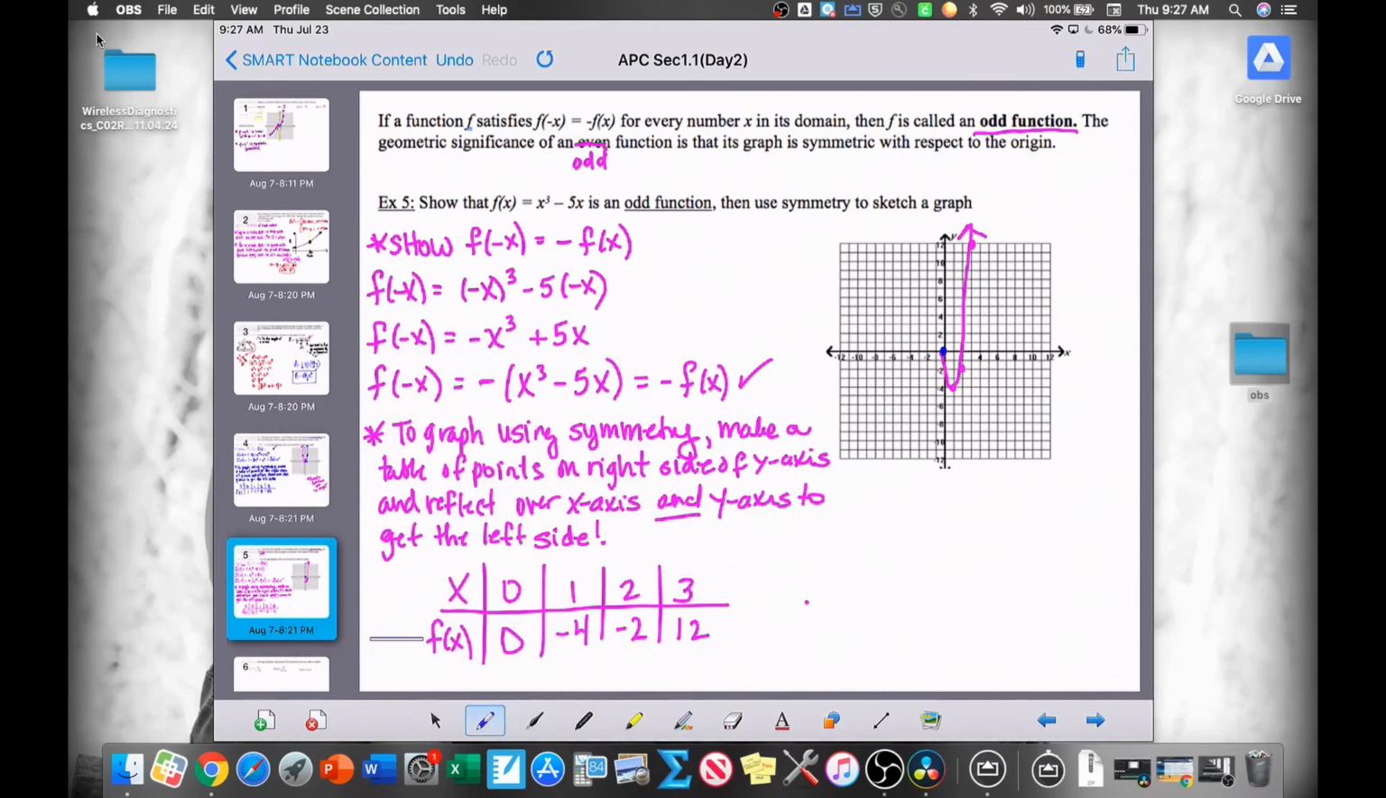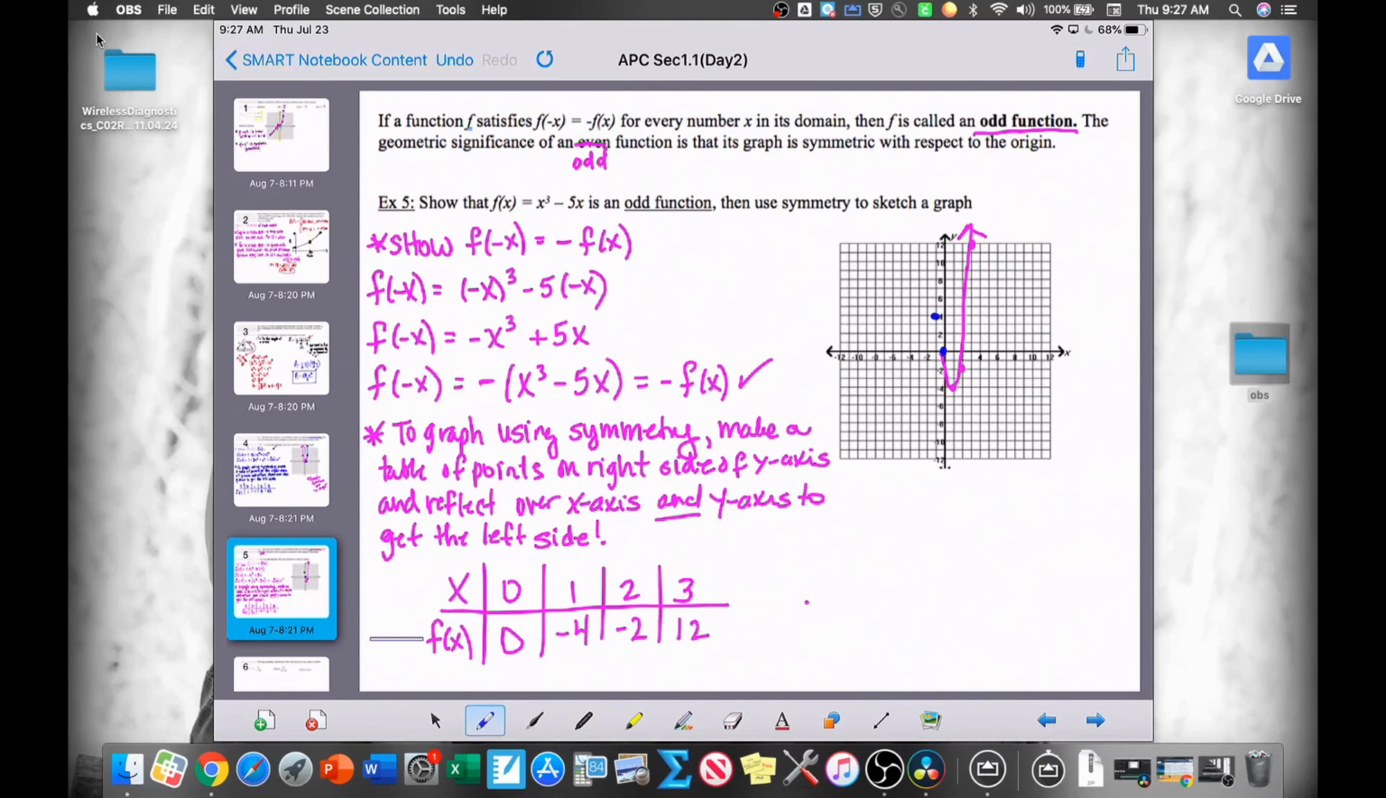Let's take a look at (1, -4). So if I reflect it over the x-axis, that would be (1, 4). And then if I reflect that over the y-axis, that would be (-1, 4). So I end up with a point right there.